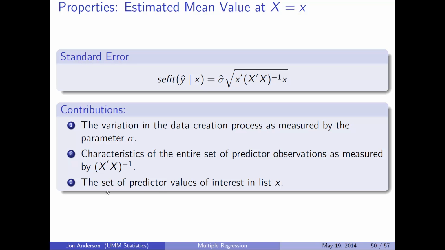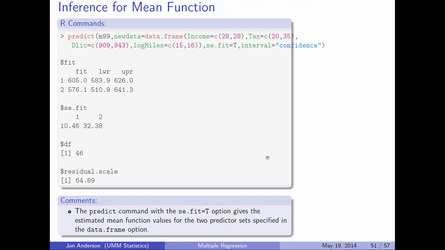And it also matters how strange or how weird the predictor values are at which we want to estimate the mean function, little x. If you want to come up with an expression and come up with mean function estimates and variations, you use the predict command with the interval equals confidence option.